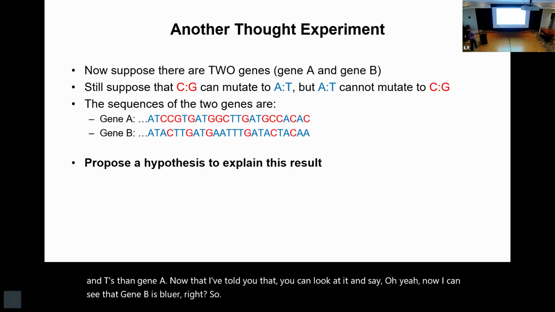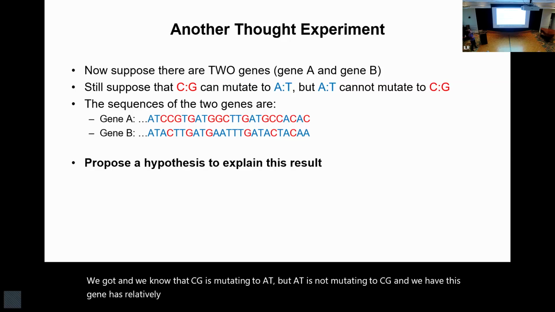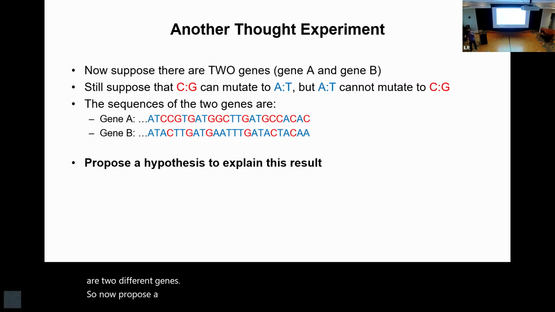We know that CG is mutating to AT, but AT is not mutating to CG. And this gene has relatively little AT, and this gene has relatively more AT. And keep in mind these are two different genes. So now propose a hypothesis to explain that result.